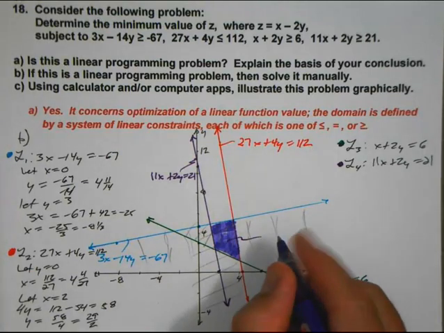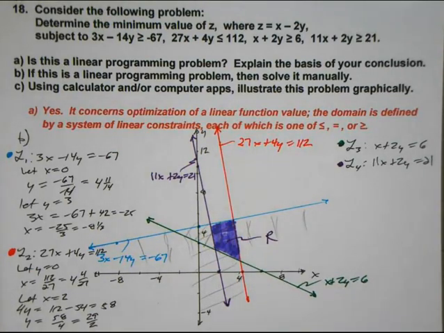Okay, let's label this as R. R is going to be the region, which is the domain or feasible region for this problem. Now the next issue is vertices. Okay, looks like we've got 4 vertices here.